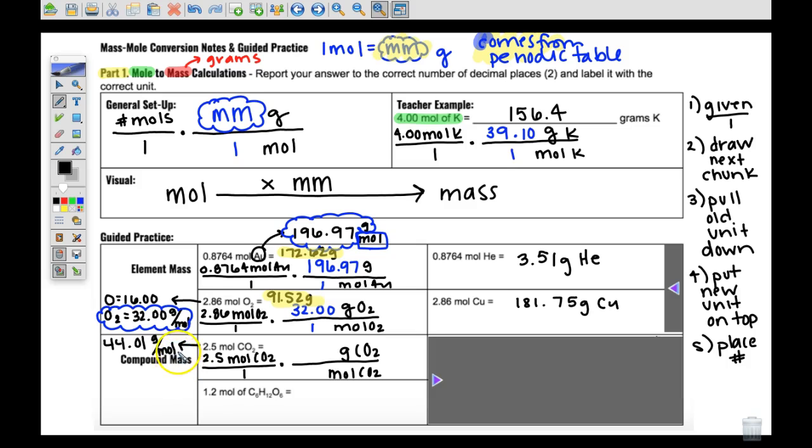Now, what I need to do is reference my conversion factor that I calculated in my last class. So for every 1 mole of carbon dioxide that exists, it has a mass of 44.01 grams. Because these two numbers are both on top, I'm going to multiply. So 2.5 multiplied by 44.01 is equal to 110.03 grams of CO2.